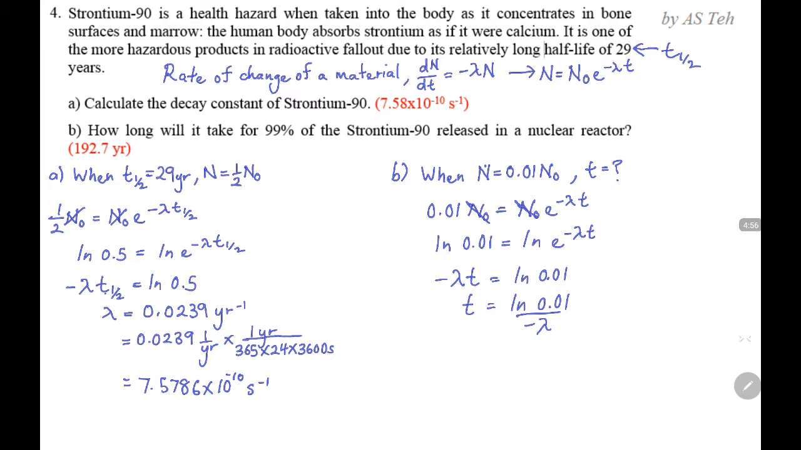If you calculate it out, your answer should give you about... You can use lambda in years since the answer is given in years. So ln 0.01 over negative 0.0239 gives us about 192.7 years.